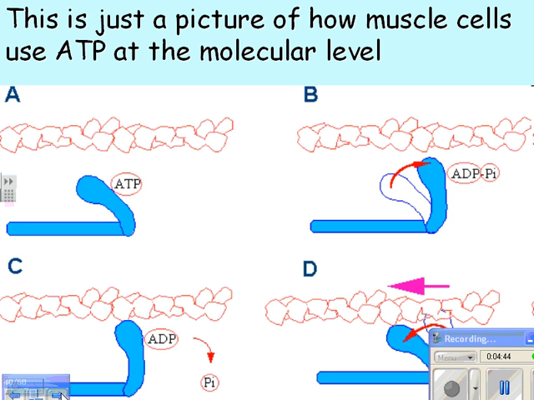So this is just a picture of how muscle cells use ATP at the molecular level. So first of all, picture a muscle. So one of your muscles might look like this. And maybe that's your bicep. And here's a tendon that will connect it to your elbow, and here's a tendon that connects it to your shoulder. So when this contracts, this part typically stays where it is.